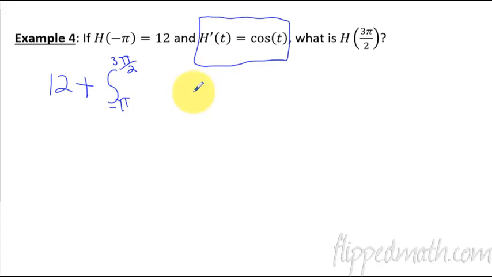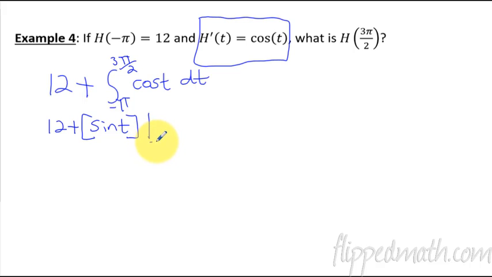And then we take the derivative, or excuse me, the integral of the derivative, cosine of t with respect to t. Okay, what is that going to be? 12 plus the integral of cosine of t, which is just a sine, and it is positive because the derivative of sine is cosine, so that works. And then we're only concentrating on this portion of it when we plug in these values, from negative pi to 3 pi over 2.